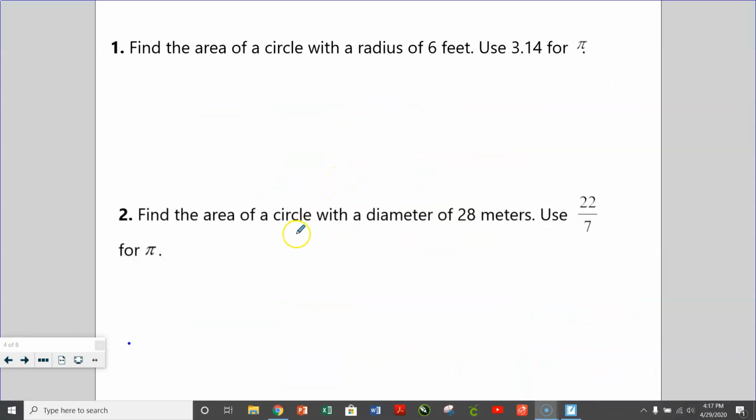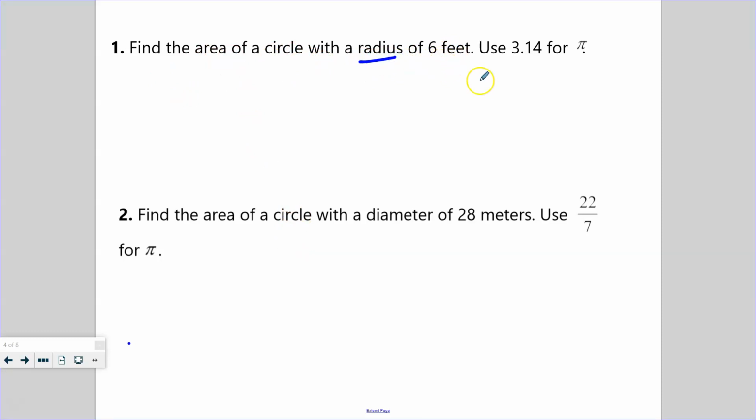All right, a couple for you to do on your own. So if you would like to push pause right now, you can do so and try them on your own. So it says find the area of the circle with a radius of 6 feet. Sometimes it's just helpful, I'm a visual person, so I like to see what this means. Well, it means the radius of 6 feet, half of it. I drew it out and I can see it. And it wants us to use 3.14.